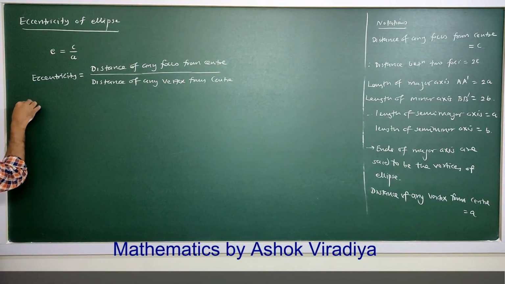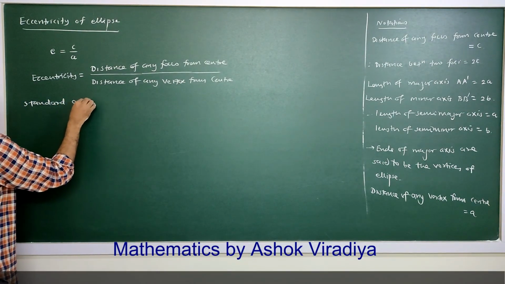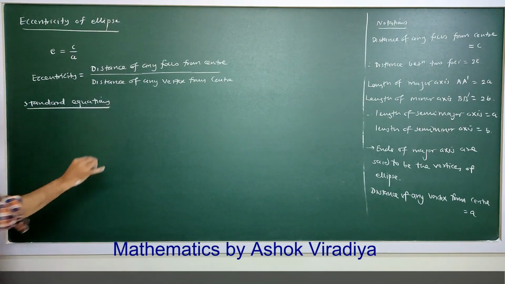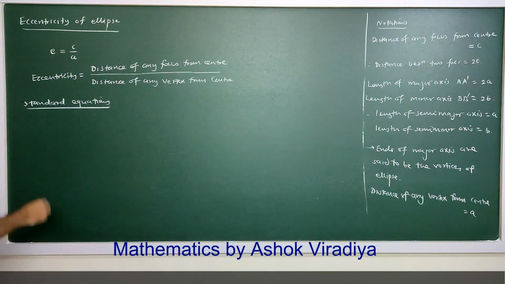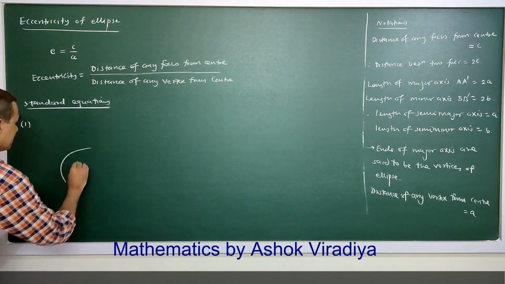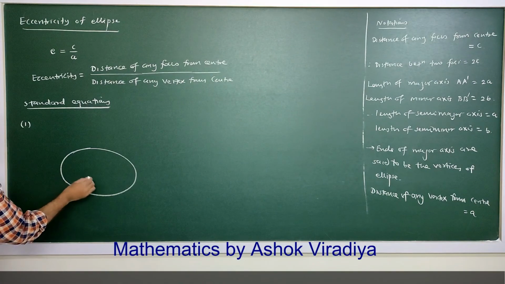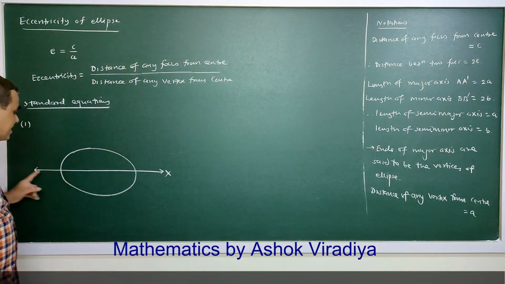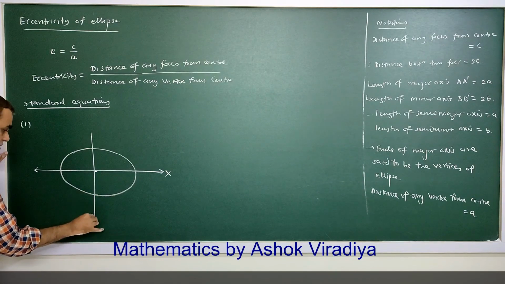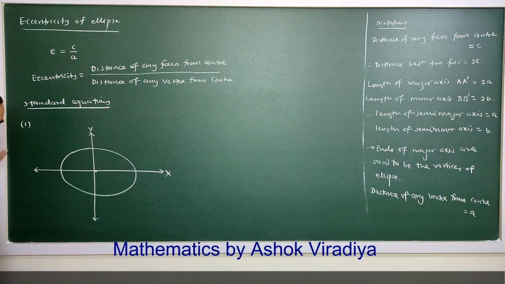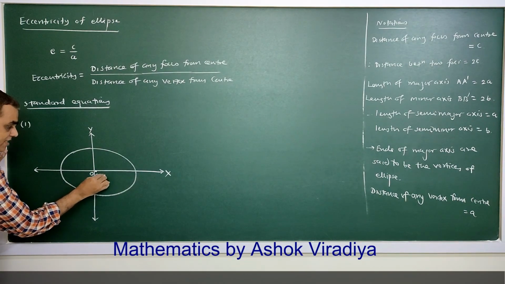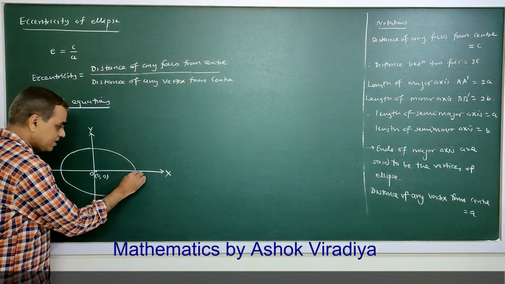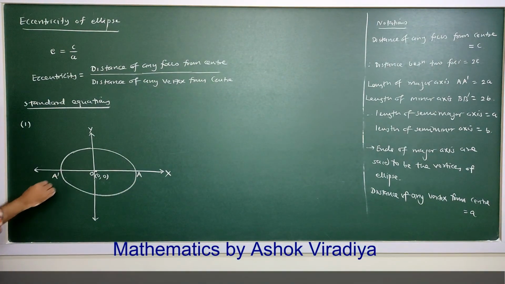Now standard equations. There are two types of standard equations. First equation is, if the ellipse is such that the major axis is along x-axis, minor axis is along y-axis. This is center. Center is at origin. This is A. This is A dash. This is B. This is B dash.